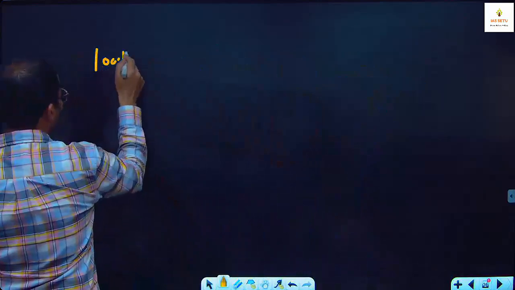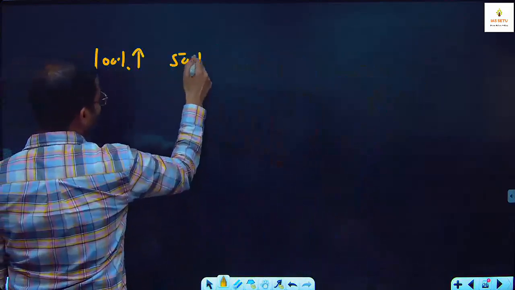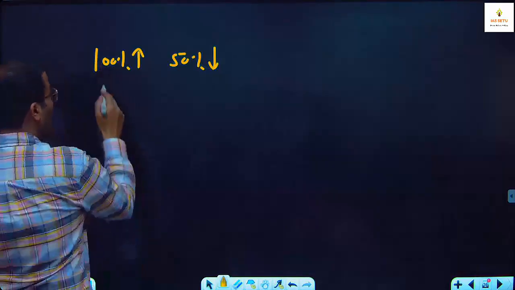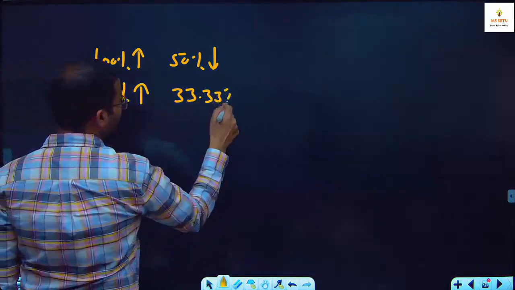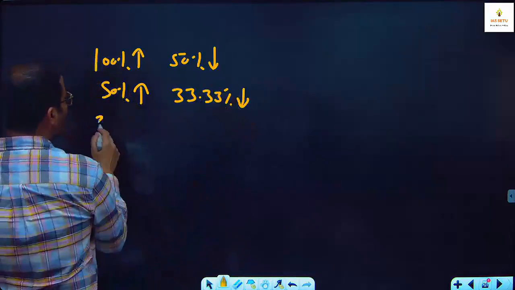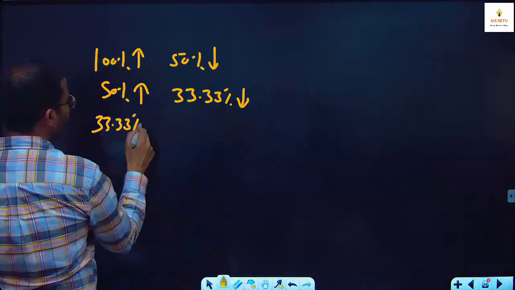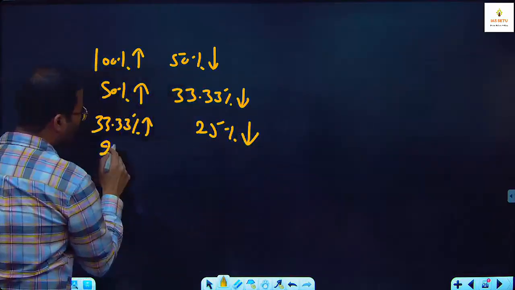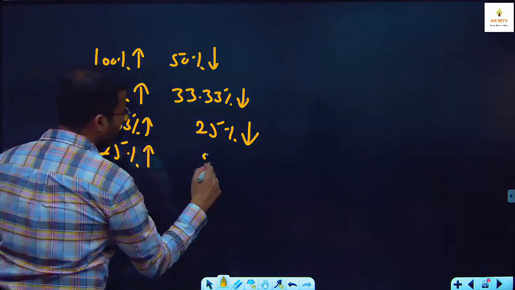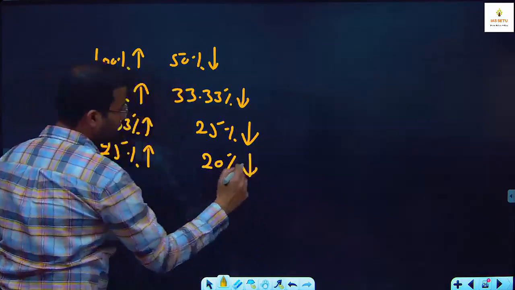100% increase compensated by 50% decrease, 50% increase compensated by 33.33% decrease, 33.33% increase compensated by 25% decrease, 25% increase compensated by 20% decrease.